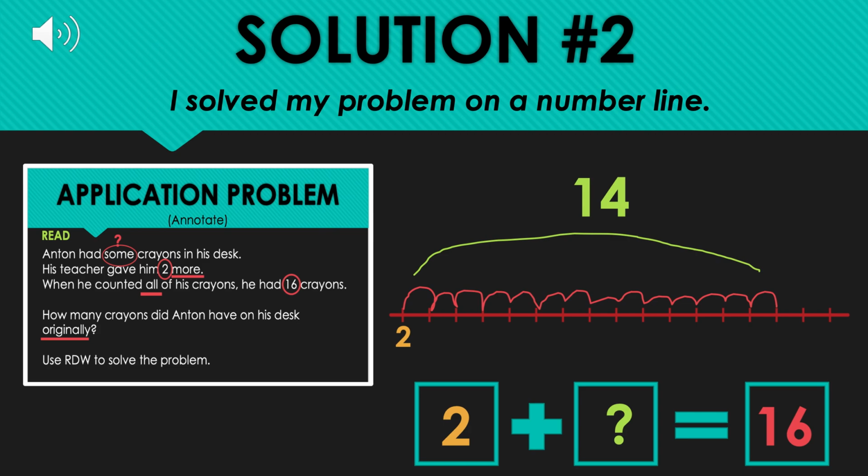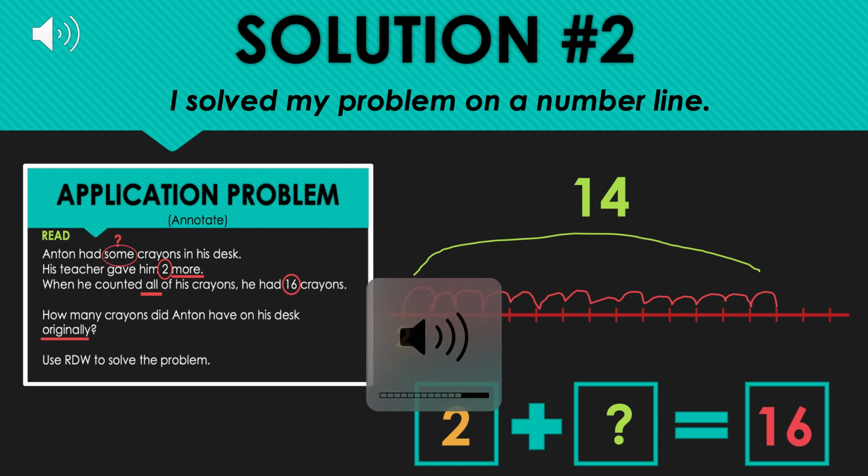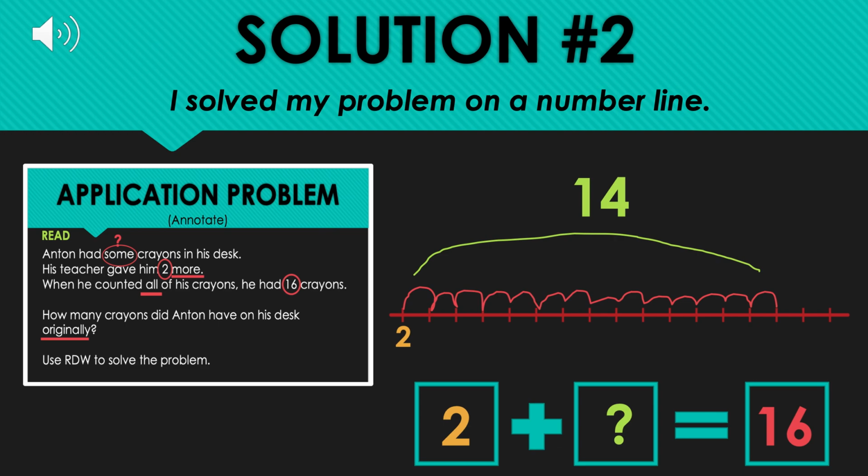Here we have another solution. I solved my problem on a number line. Similar to solution number 1, I started off with 2 because his teacher gave him 2 more. So I figured that's a pretty good starting point. After I started at 2, I jumped up and counted by ones until I got to 16. After I got to 16, I stopped and then I counted my number of jumps, because each one of those jumps represents an additional crayon that I've added to my 2 crayons to get me to 16. So after I counted my jumps, I realized I had 14 crayons. That means that Anton had 14 crayons on his desk, and then when his teacher gave him 2 more, he had 16 altogether. So that makes my number sentence 2 plus 14 equals 16. If you solved it this way, also kiss your brain.